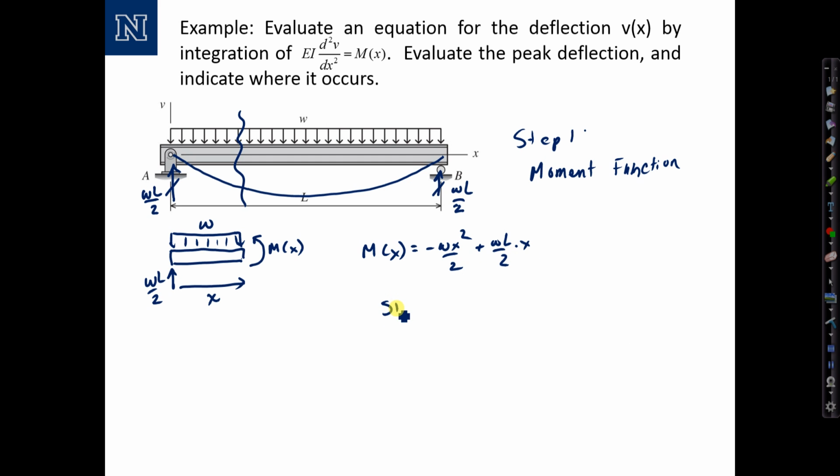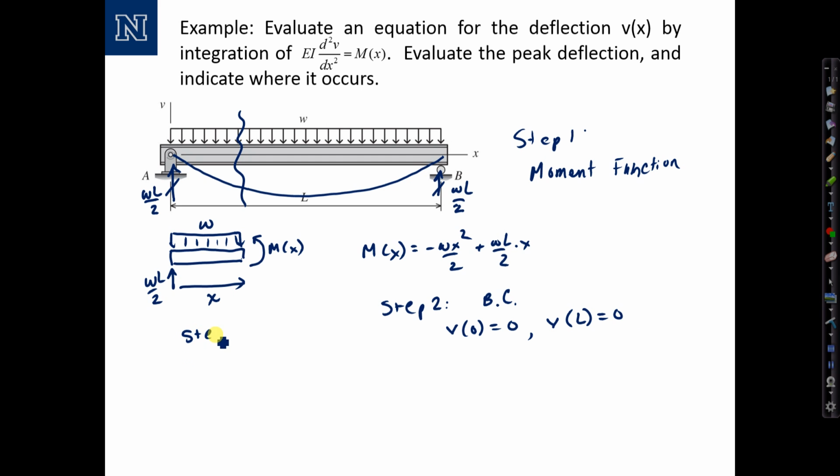Step 2, we need to find our boundary conditions. Boundary conditions can be determined from the pin supports. They have to be conditions on deflection or rotation. At each of the pins, we know the deflection is equal to 0, so we can write that boundary condition as v of 0 equals 0. That stands for v at x equals 0, and v at x equals L, or v of L equals 0. Those are the boundary conditions we can use.